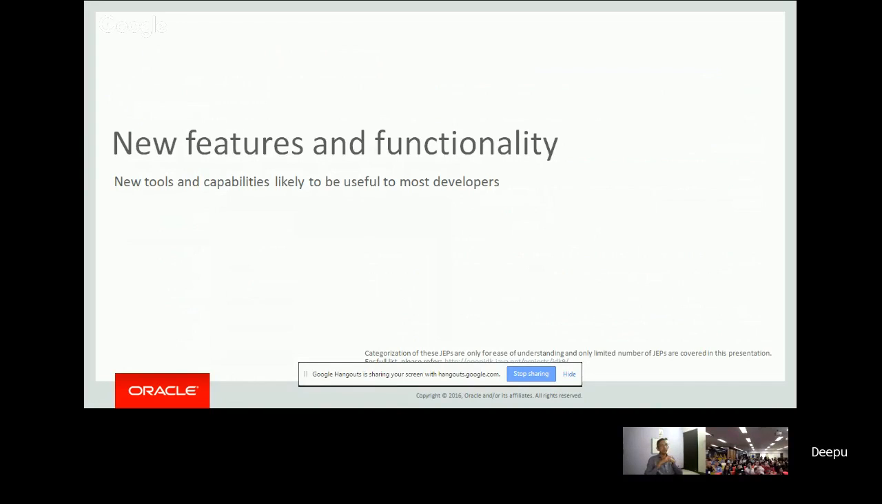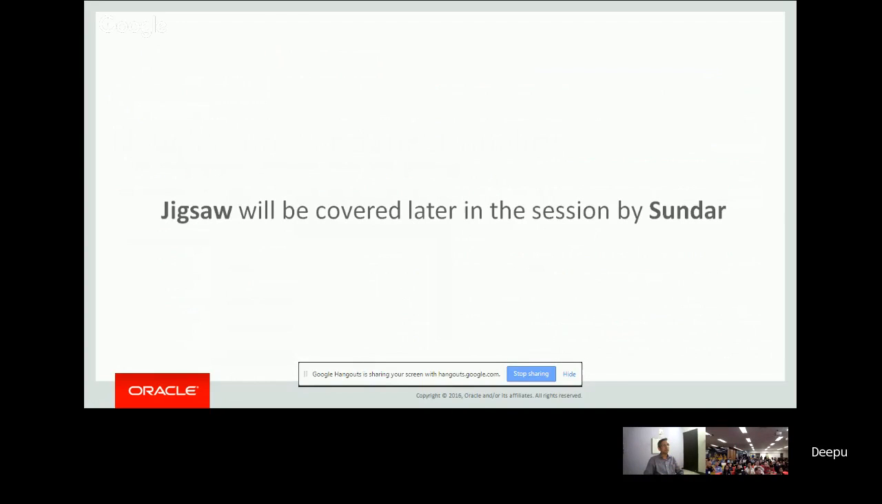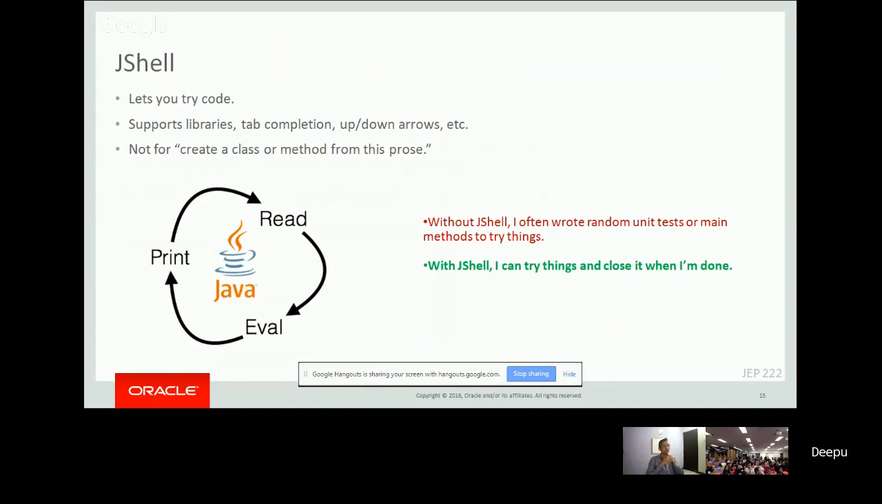Now, let us look at some of the new tools and capabilities which, as developers, you would really love. Of course, the first one is a no-brainer. It's Jigsaw, but I'm not going to cover that. It will be covered in detail by Sundar in another 15 to 20 minutes. The next one is JShell.